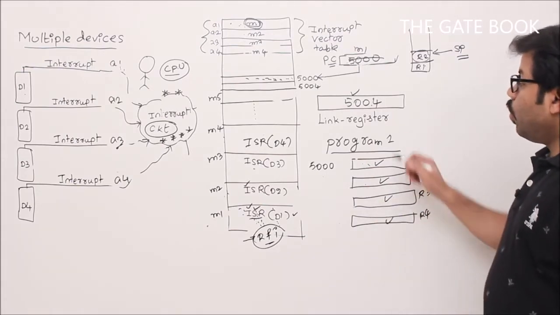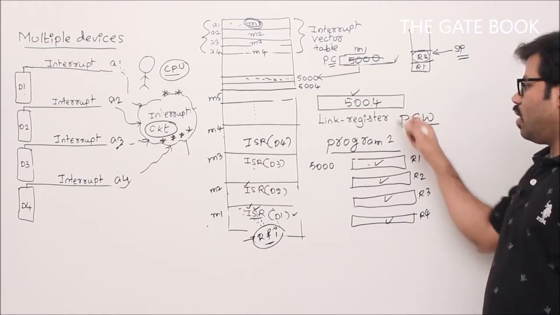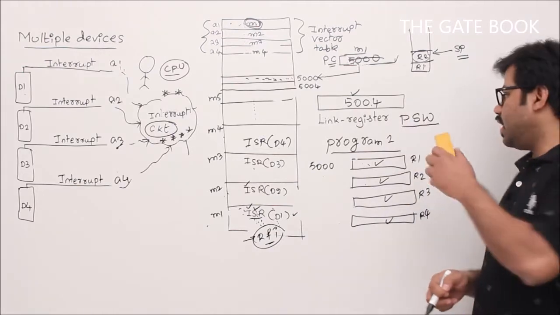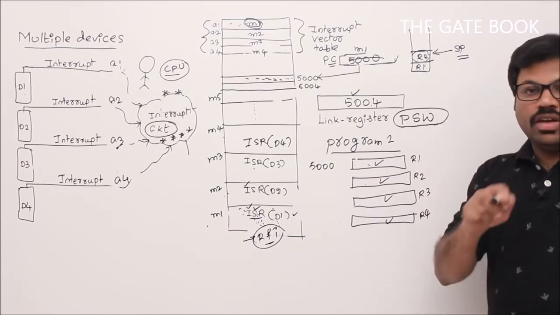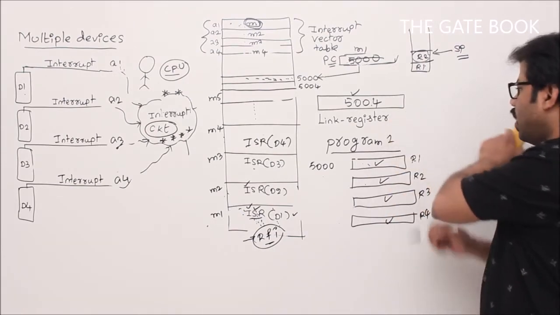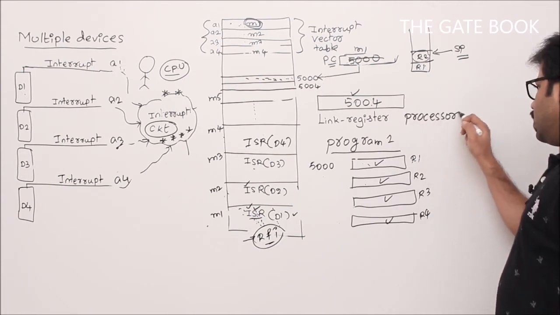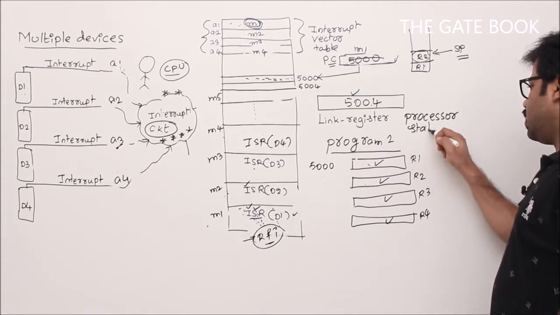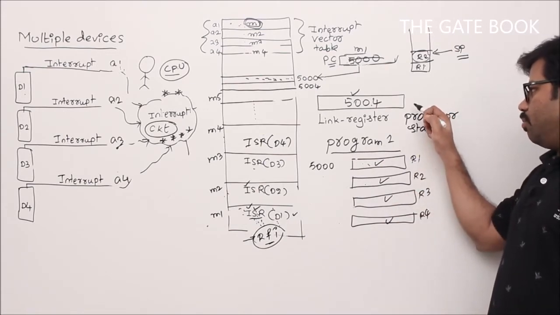Second thing, the program status register. You should be careful with this. Sir, what is program status? Also known as the processor status word. So there are some registers which represent the processor status. What are they? There are a lot of bits.